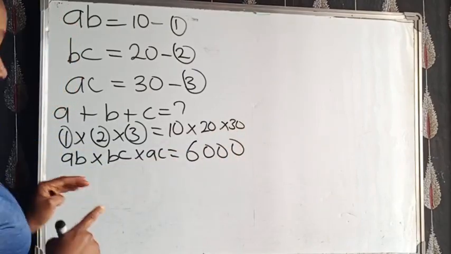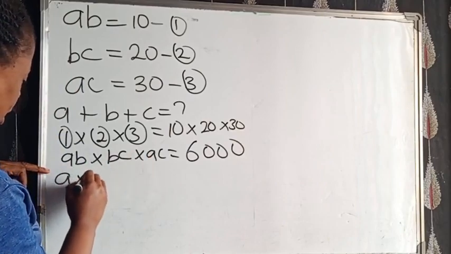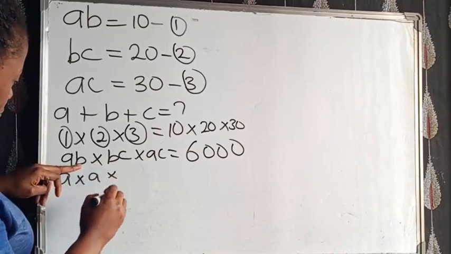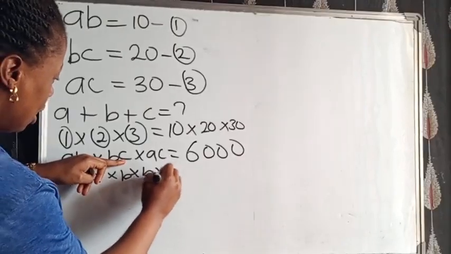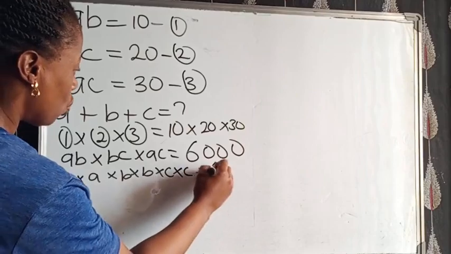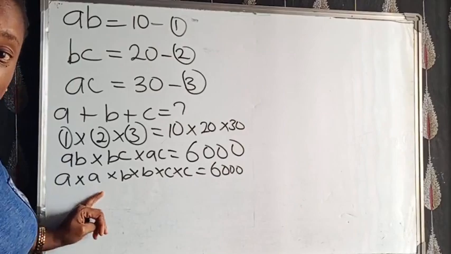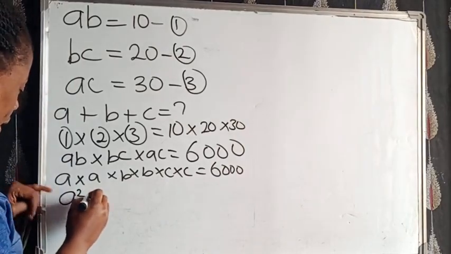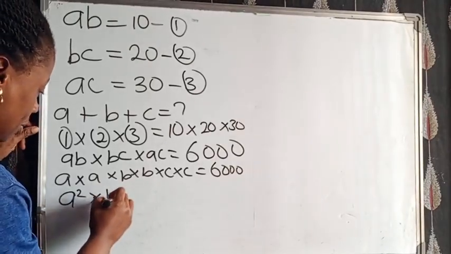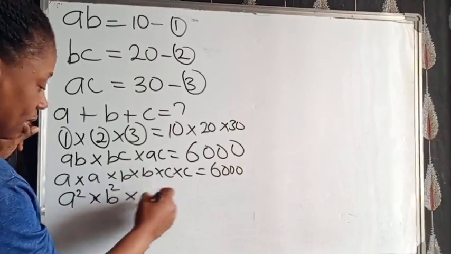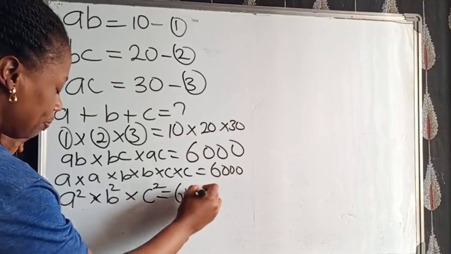So this can be arranged as A times A, here we have B again, B times B, here we have C times C equals 6,000. So now A times A is the same as A squared, and B times B is the same as B squared. C times C is the same as C squared, all equals 6,000.